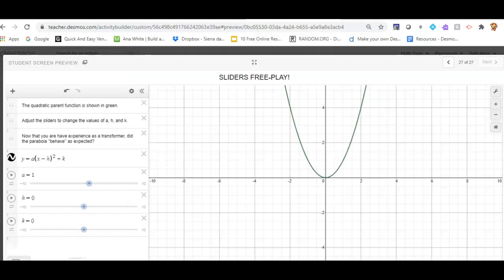Alright, another way we can look at this is with Desmos. Notice here we have the quadratic parent function. We have placeholders for the factor a that stretches or compresses this. We have the factor of h that moves it left and right, and we have the factor of k that moves it up and down. You can see that as I slide these, as I make k larger, by adding a bigger number, it goes higher and higher. And if I make k smaller or negative, it goes down.